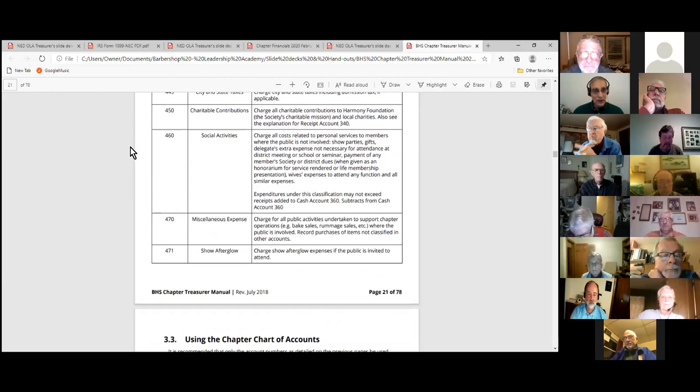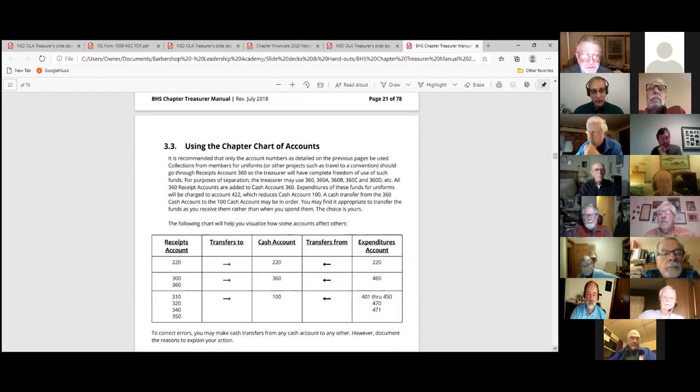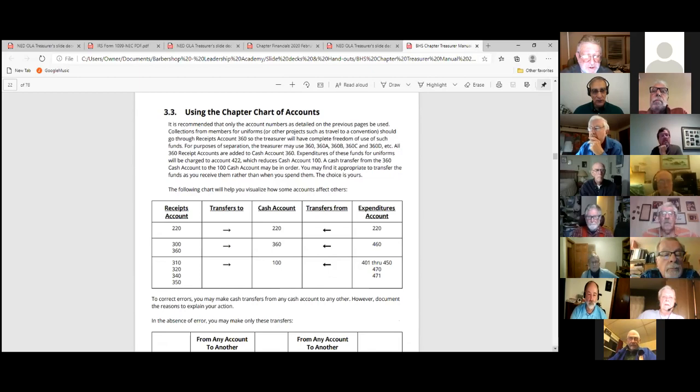You've got more unused numbers here. You can make up numbers for things. If your board really wants something segregated and highlighted, make a separate account to show that. We've got plenty we could talk about with using the chart of accounts, but let's just start right here.